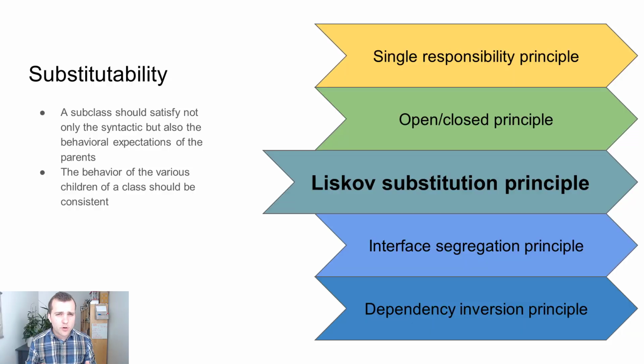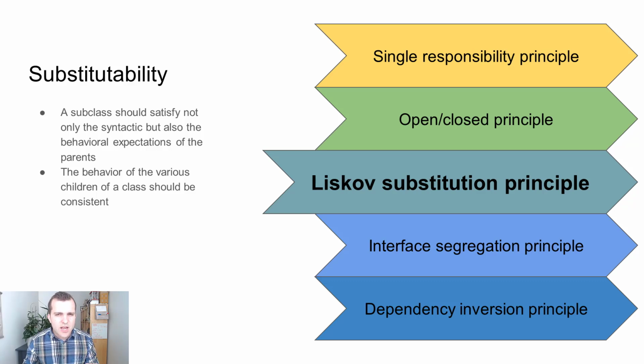We move on with the Liskov substitution principle. This principle dictates that the subclass should not only satisfy the syntactic expectations, but also the behavioral ones of its parents. To see things from a different perspective, as a user of a class, I should be able to utilize any of its children that may be passed to me without caring which child in particular I am using. This means we have to ensure that the arguments as well as the return values of the children are consistent among each other, but also with the parent.